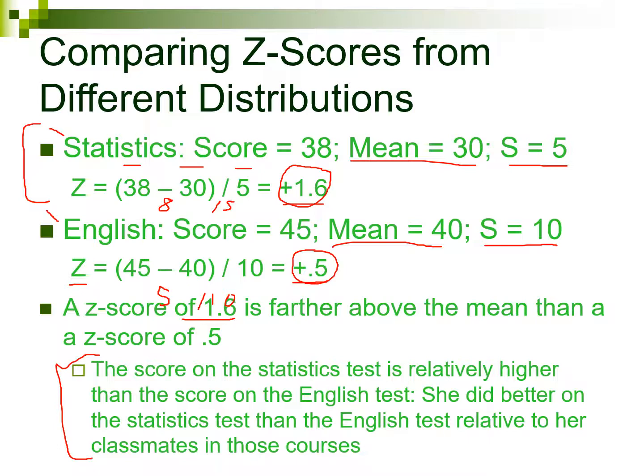So if you had a question like this on the exam, you would say something like that, yeah, relative to her classmates in the two courses, she did better on the statistics test than she did on the English test.